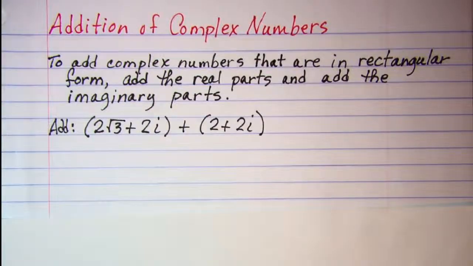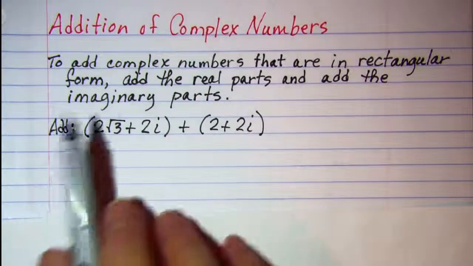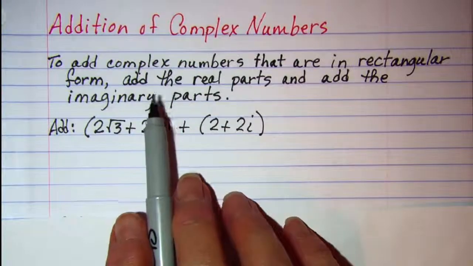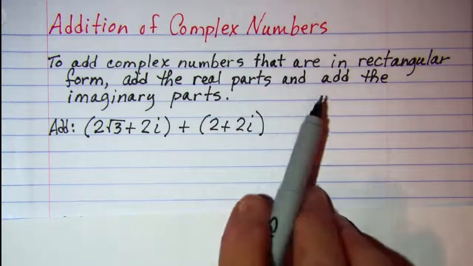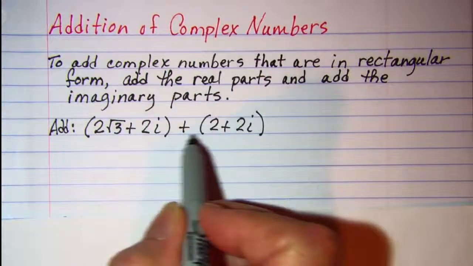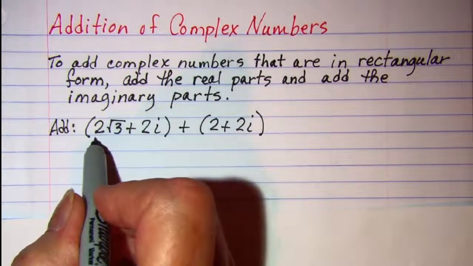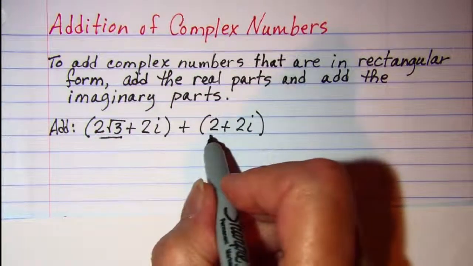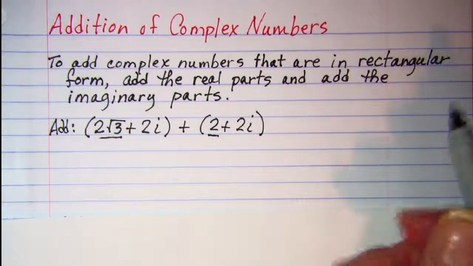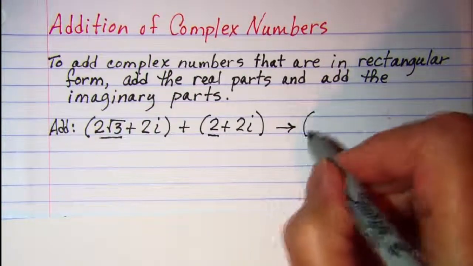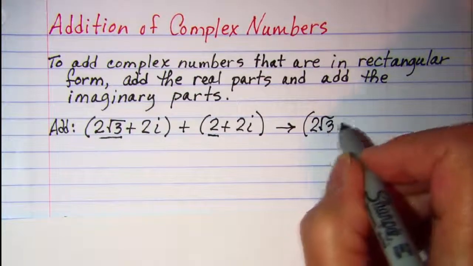In this video, we will be adding complex numbers. To add complex numbers that are in rectangular form, all you need to do is add the real parts and then add the imaginary parts. So on this problem we have here, our real part on the first one is 2 root 3, and the real part on the second number is 2. So when we add those, we have 2 root 3 plus 2.